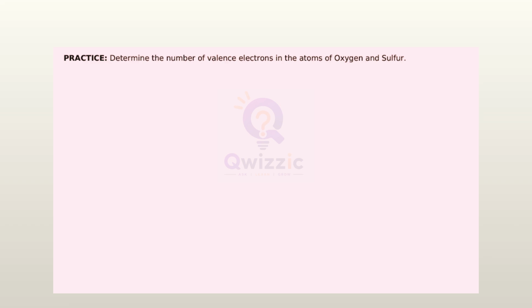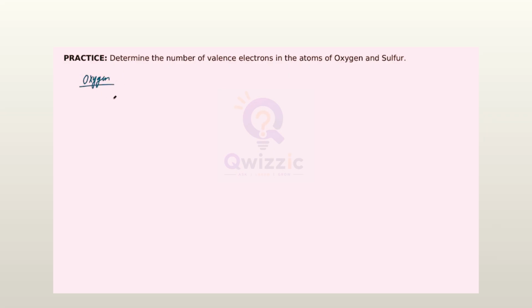Hello everyone, so in this video we want to determine the number of valence electrons in the atoms of oxygen and sulfur. The electrons present in the outermost shell of an atom are also known as valence electrons. The valence electrons are going to be furthest away from the nucleus and they're responsible for the reactivity of an atom. So we're going to go ahead and deal with oxygen first.